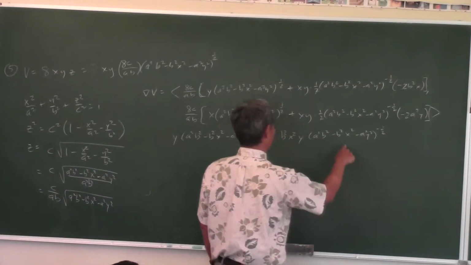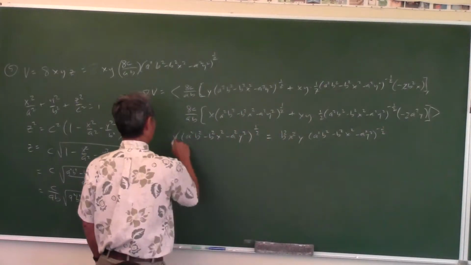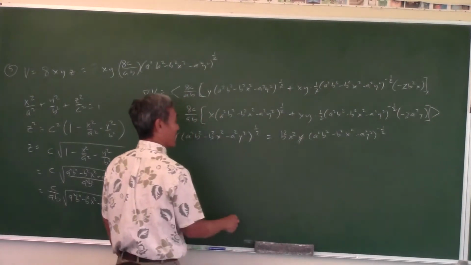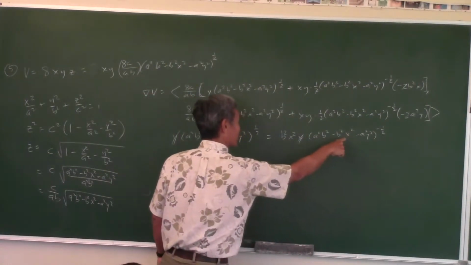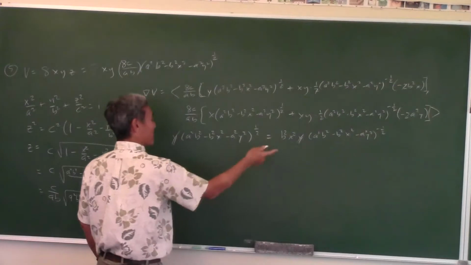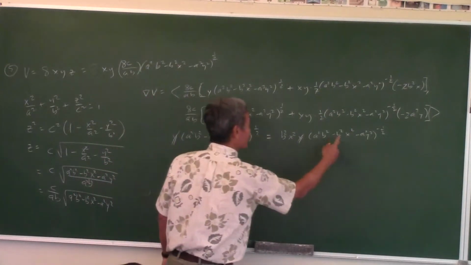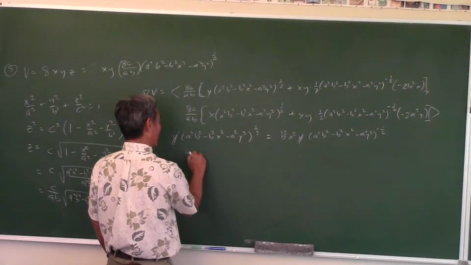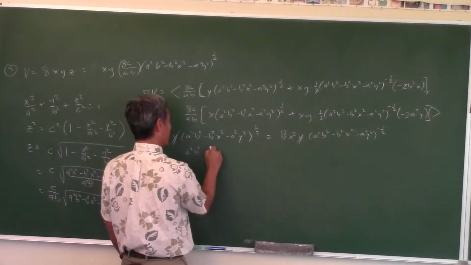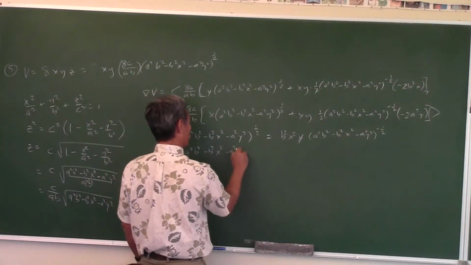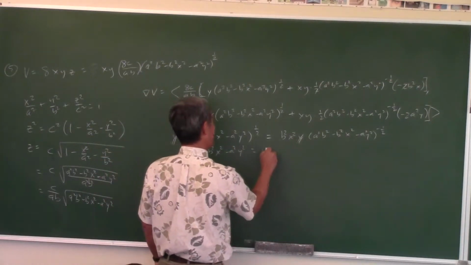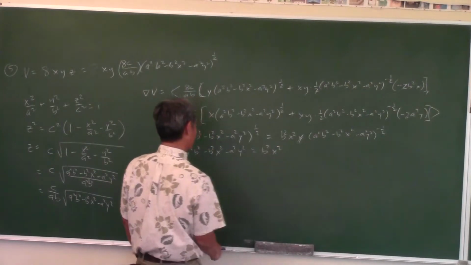Yeah. And then y cannot be 0, so you can divide both sides by y. Then basically multiply both sides by this thing to the 1/2, so aren't you going to get a squared b squared minus b squared x squared minus a squared y squared is equal to b squared x squared?